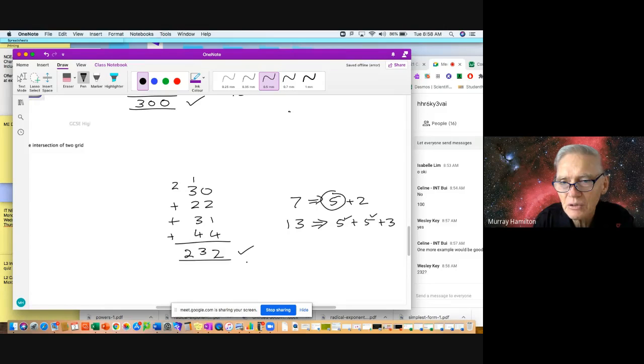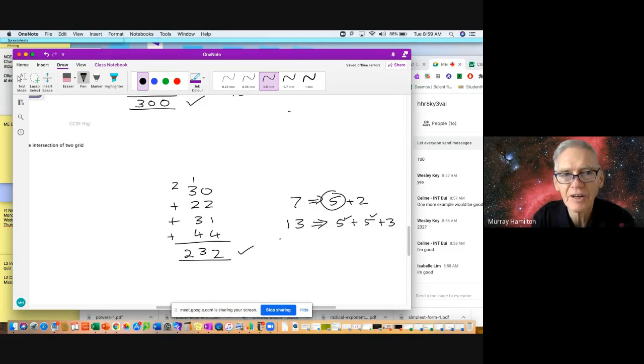Celine, do you want one more example? Yes or no? Good. Anyone else like another example? Are you all good? So what I want you to do is to add in base 5. Next time we have maths, we're going to be doing multiplication in base 5. So that's something to look forward to.